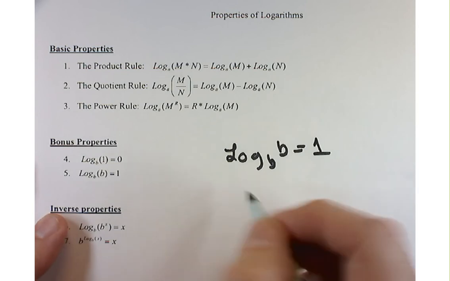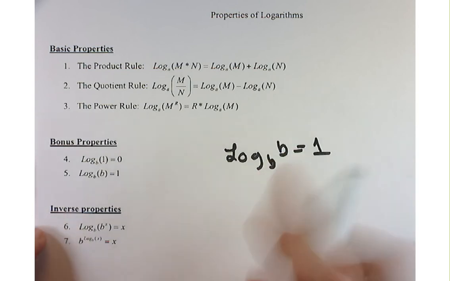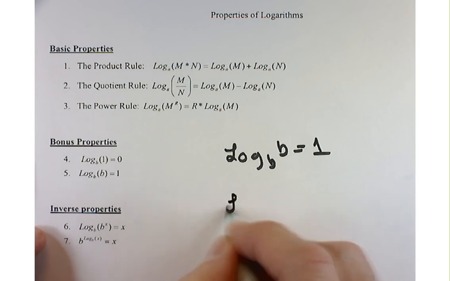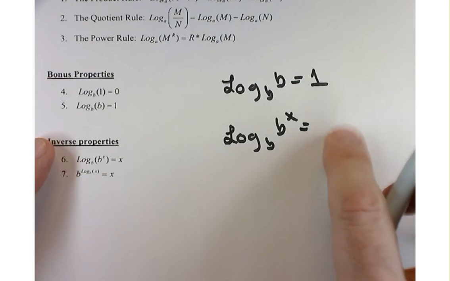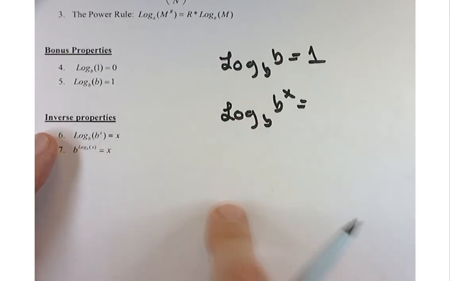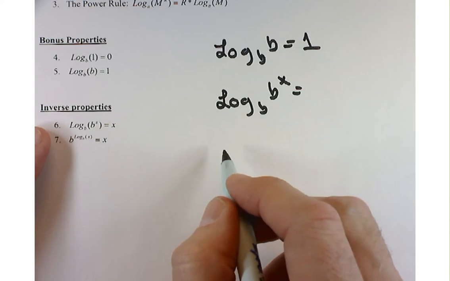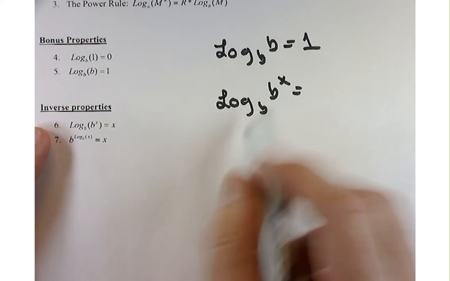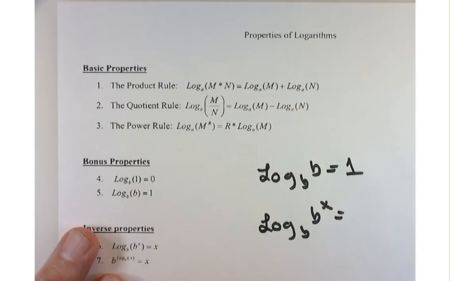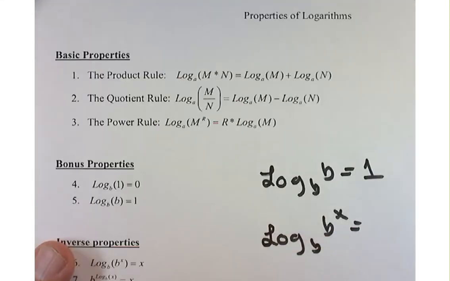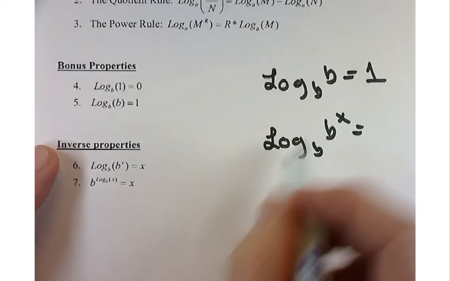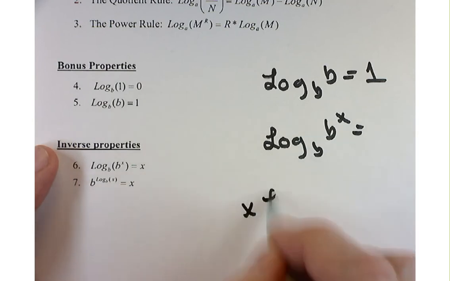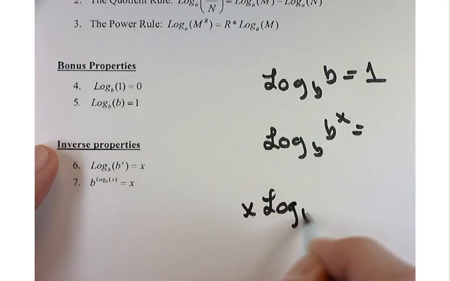Or another one that kind of follows from this is log base b of b to the x. Now, I'm going to write the answer over here, but I'm going to prove it as we go down the page a little bit. So, how would I prove that? Well, one of the properties of logs that you can see here is this one right here. It's the power rule. And the power rule says this exponent can come out in front and multiply everything. So I'm going to bring that x out in front and write this as x times log base b of b.